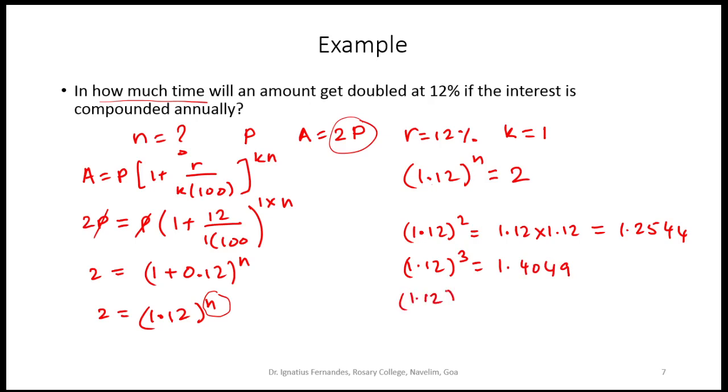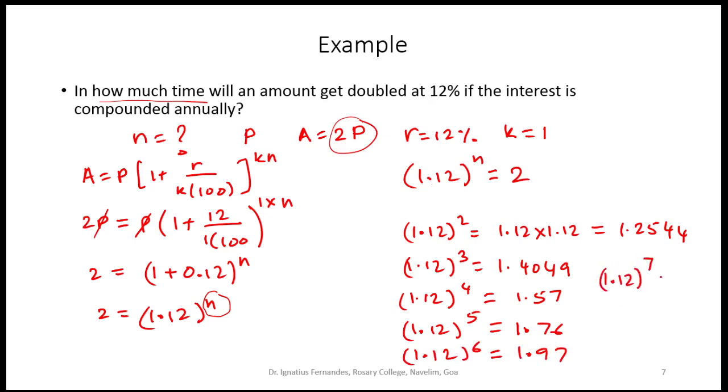If I consider 1.12 raised to 4, we get approximately 1.57. 1.12 raised to 5, we get approximately 1.76. If we take 1.12 raised to 6, we get 1.97. Now we are very close to 2. So the moment we consider 1.12 raised to 7, this comes approximately 2.21. So we get a value more than 2. This was of course close to 2, but we need at least 2. So N that we are looking at is 7.